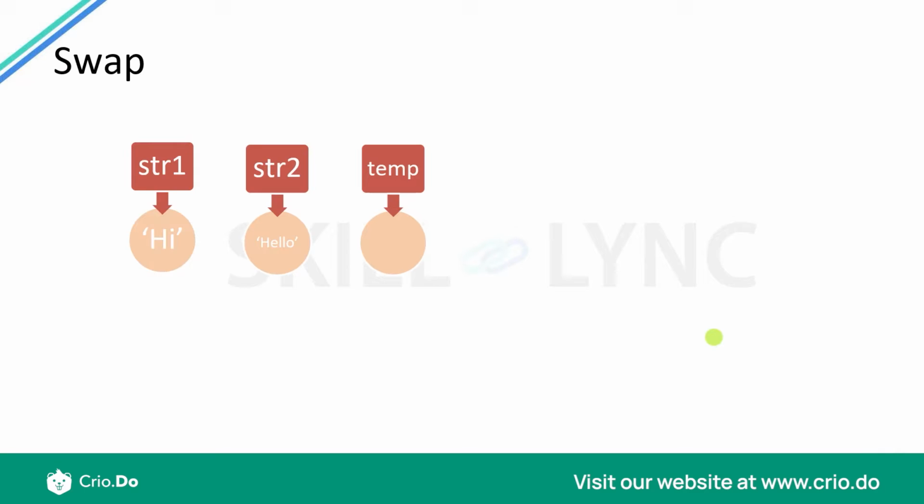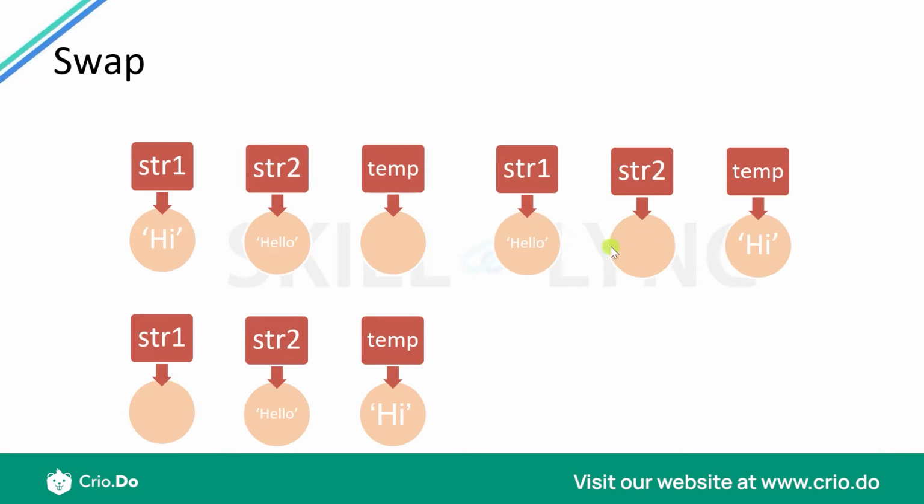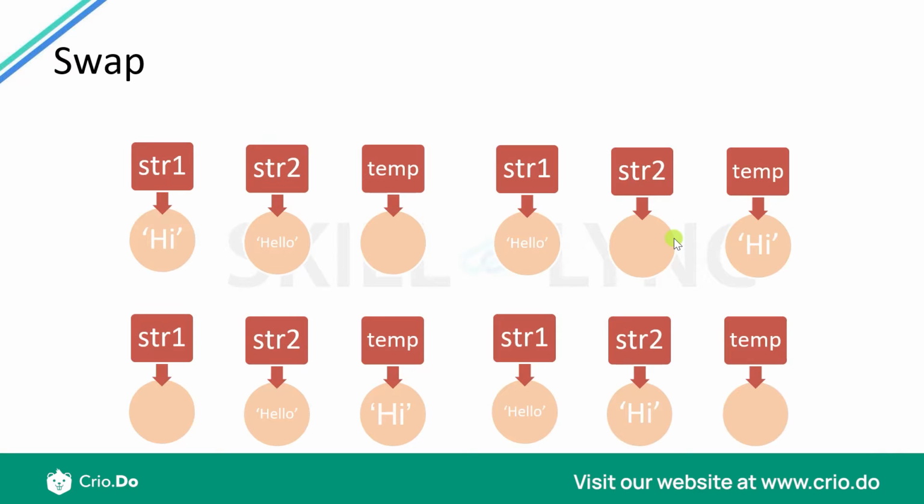One way to do it is using a temporary string which can be called temp, and the procedure would be to first put whatever we have in string 1 in the temporary string and then put whatever we have in string 2 in string 1. So now we do have hello in string 1, so that's good. And now finally we have hi in the temporary string. That is something which we can put in string 2. So finally we have hi in string 2 as well. So now as you can see, we have swapped the two strings successfully.